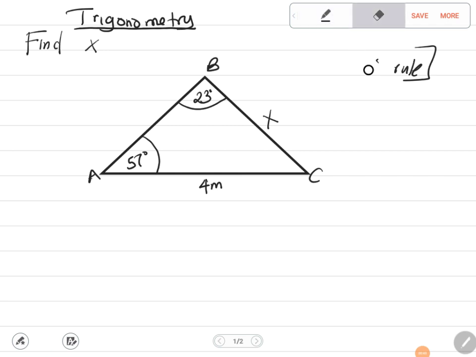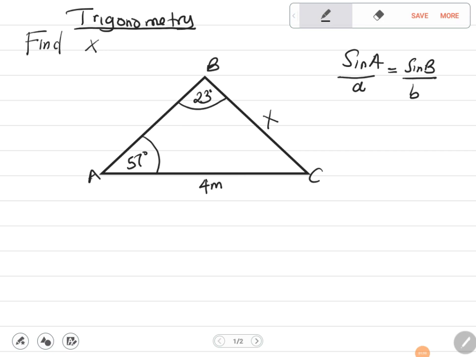From the sine rule, we can have sine A. I've just tried to rewrite this. We can have sine of angle A divided by the side A, and this is equal to sine of angle B over side B, and so on. If there are 10 sides, it will be the same. The ratio is the same.